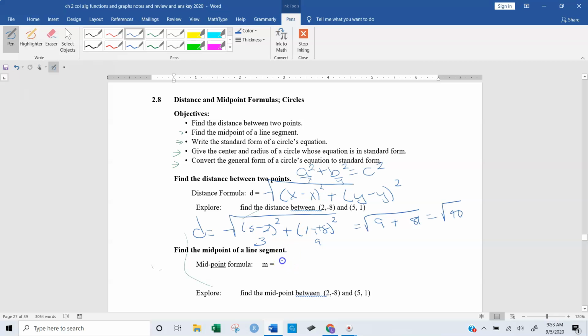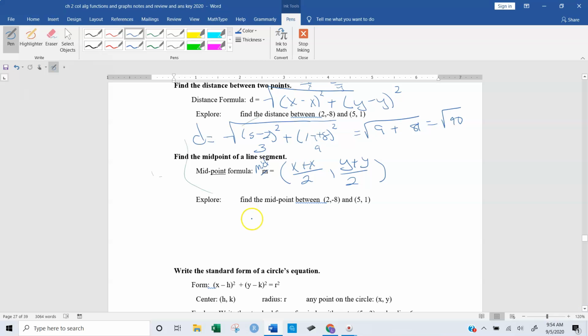Midpoint formula. So how do you find the middle of something? This should be mid. I don't like M because that stands for slope. So to find the middle, you add and divide by 2, correct? So you take the x's and you add them together, you divide it by 2, and then you do the same with the y. And that will give you the middle of the 2 points. Okay, try yours.